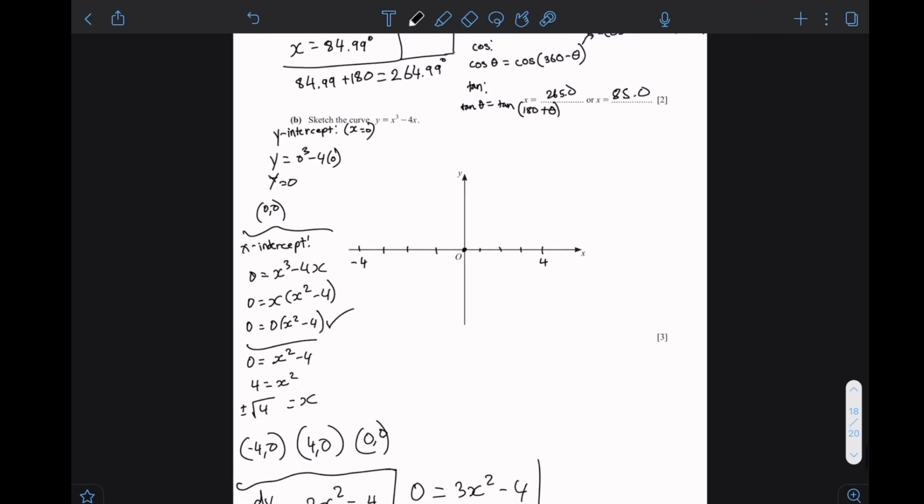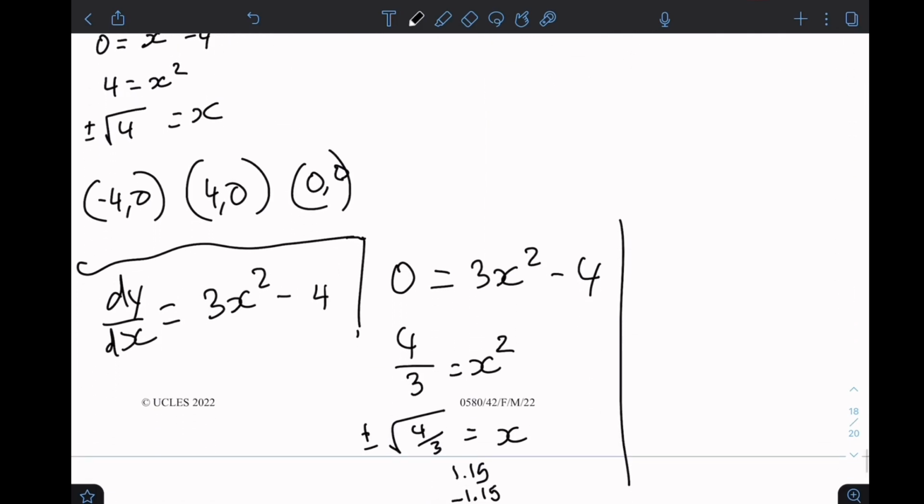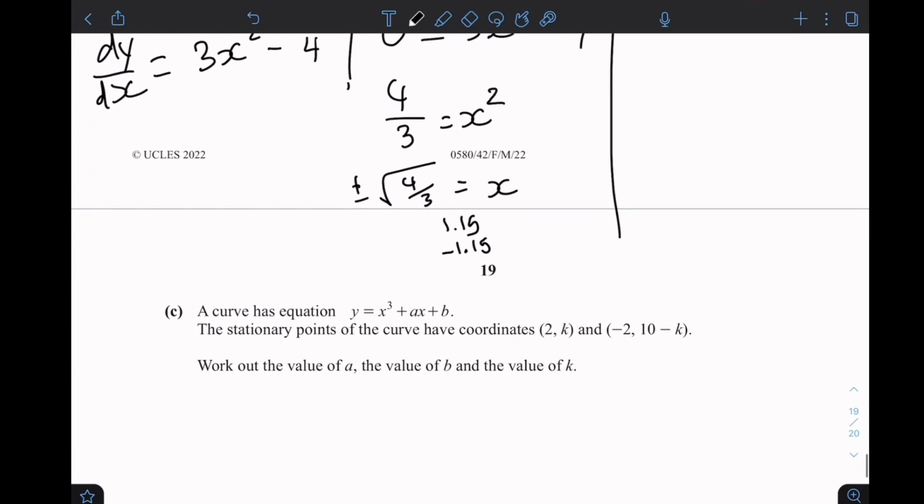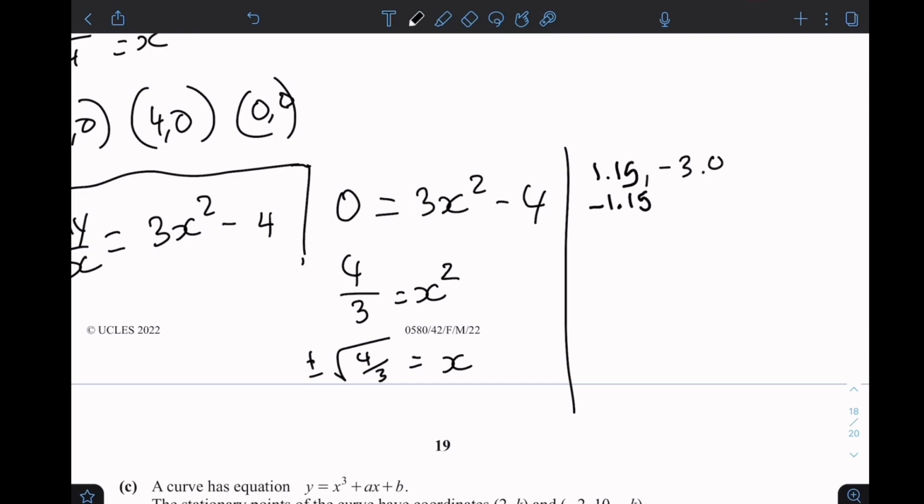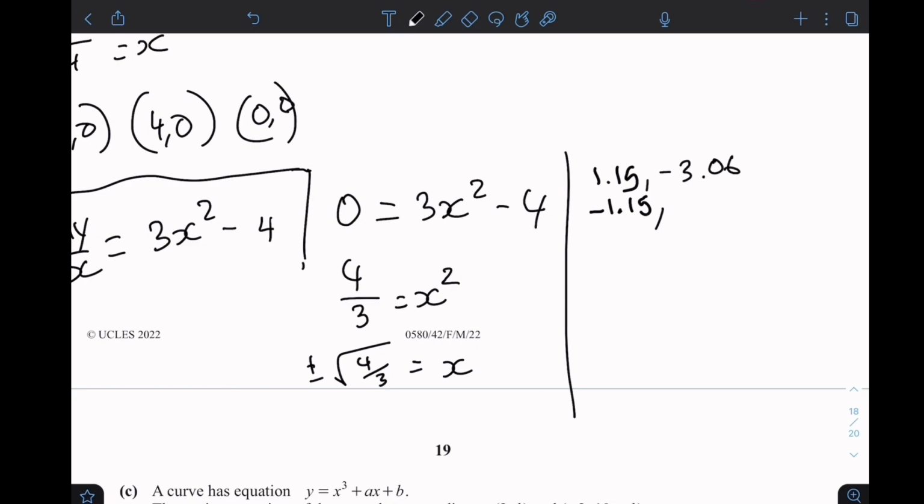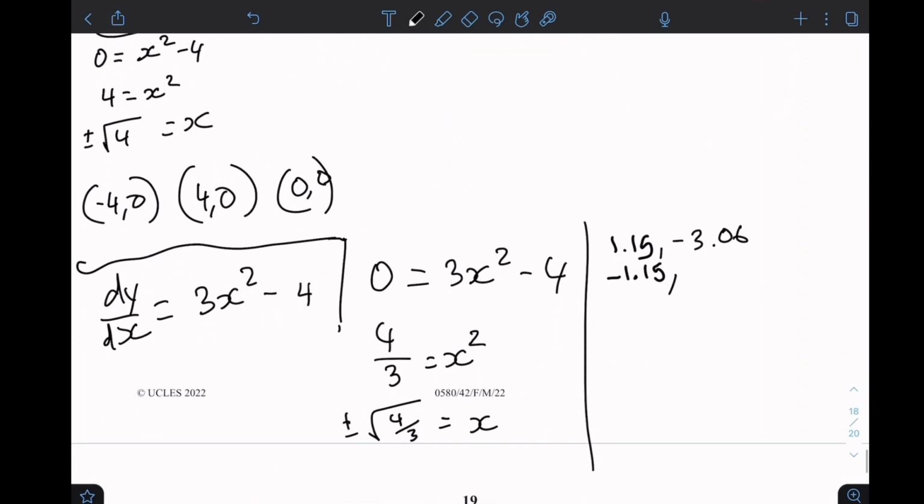So once you do that, you substitute the value of x in this main equation, and I'm getting minus 3.06, and for the negative 1.15, just a second. That will be 3.06.